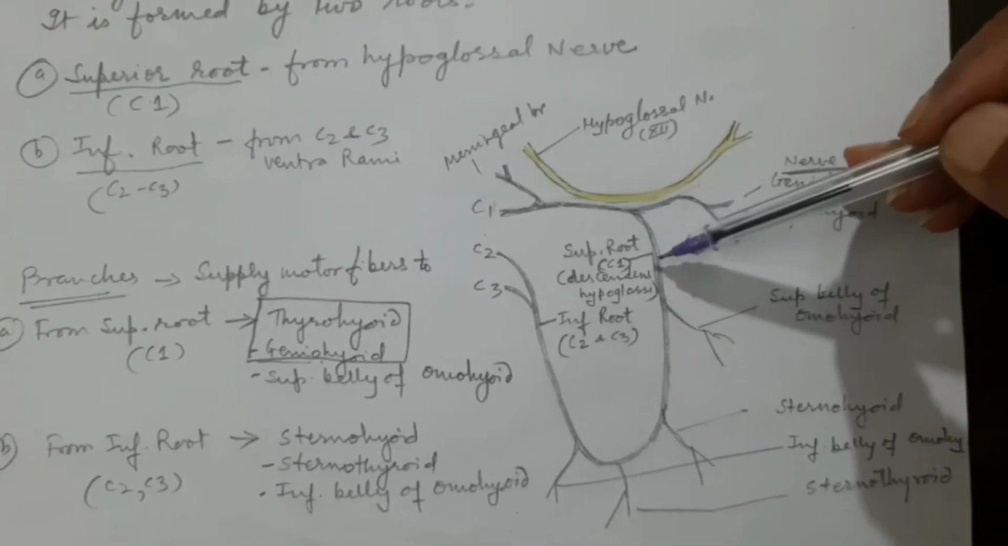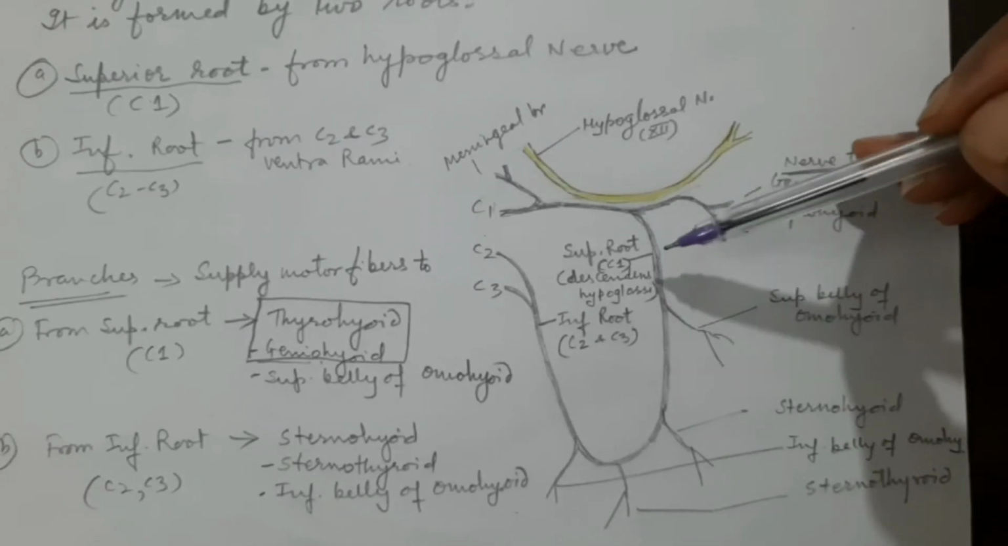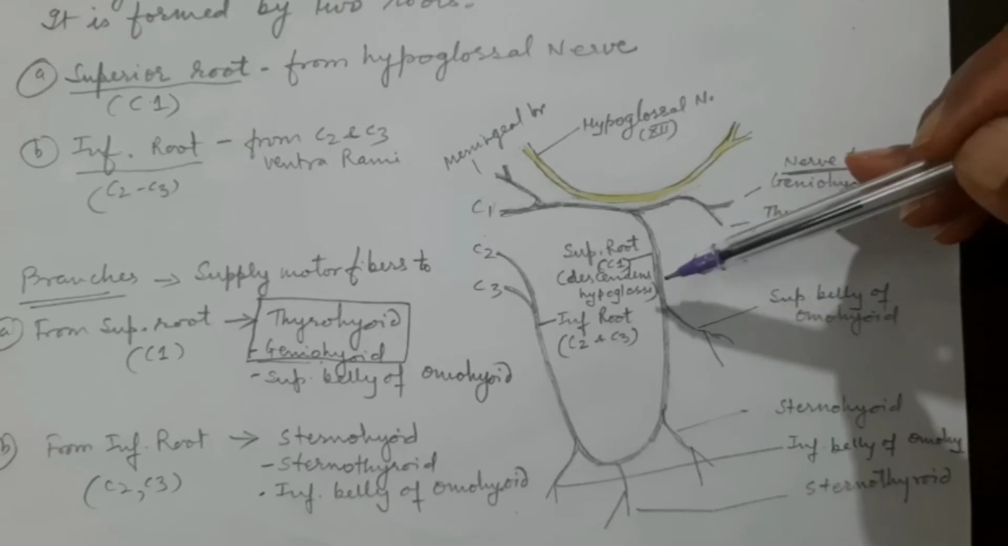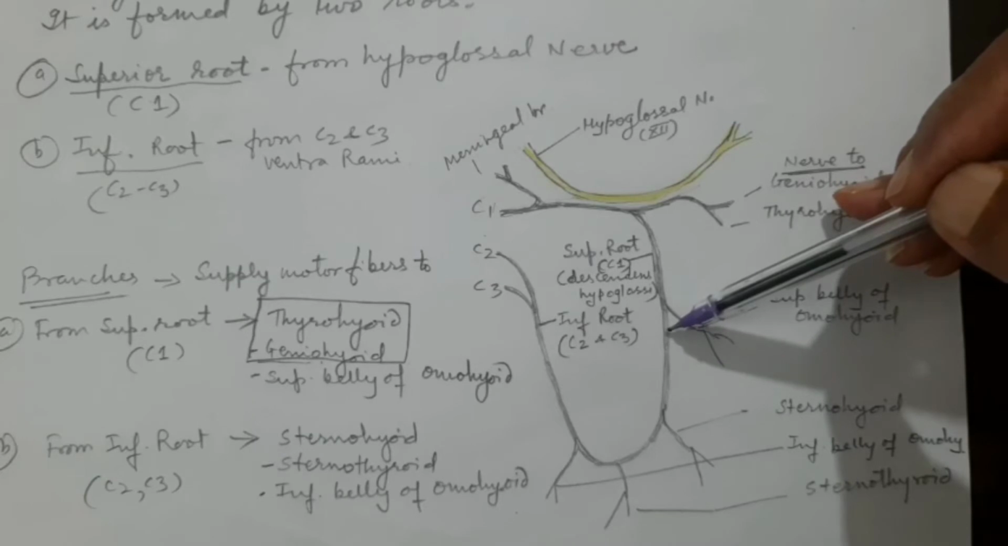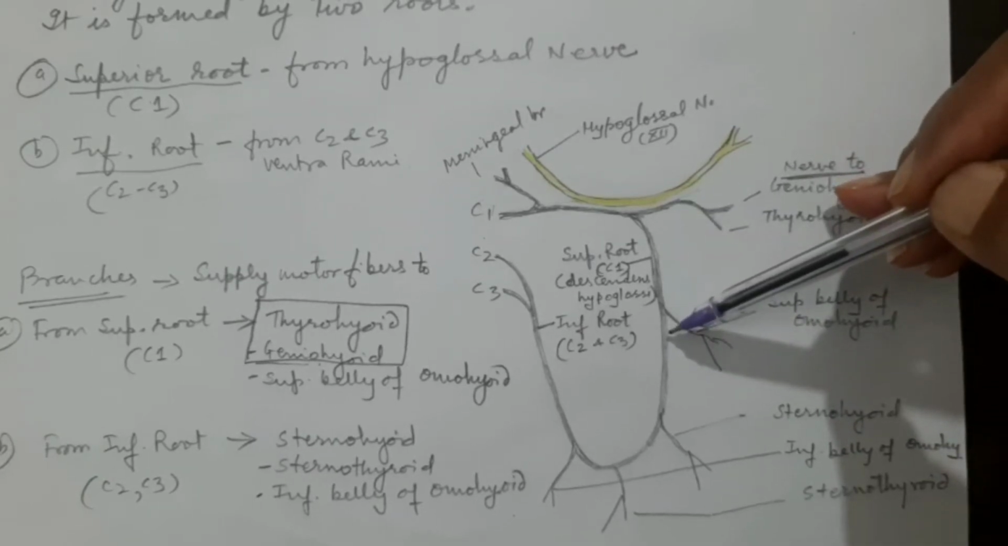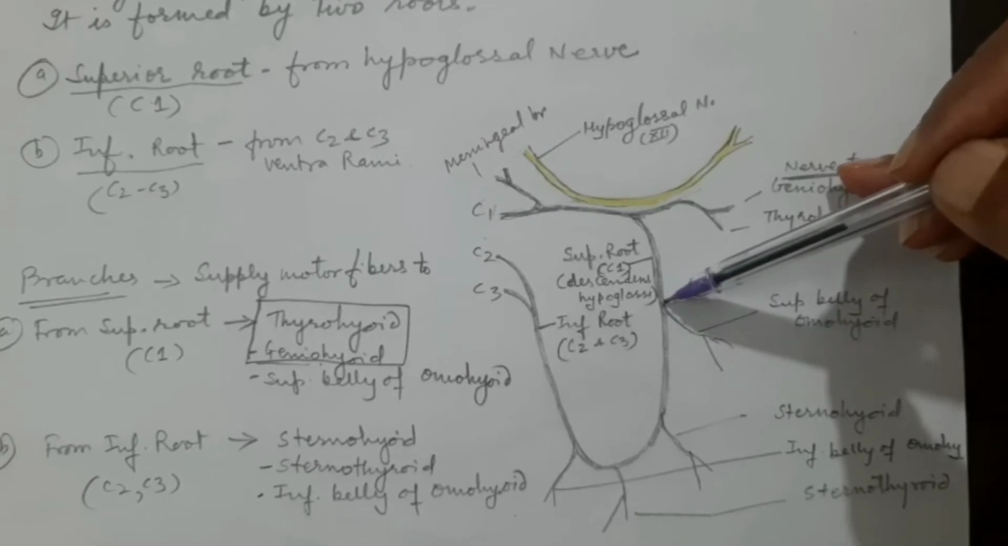The other name of the superior root is descendens hypoglossi, or superior root containing all the fibers from C1. So this is the superior root.